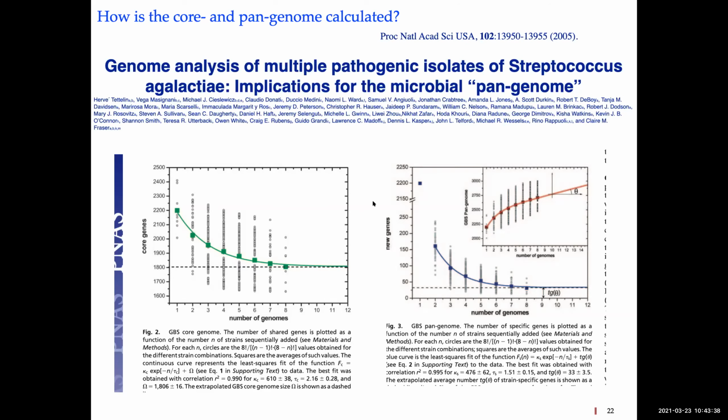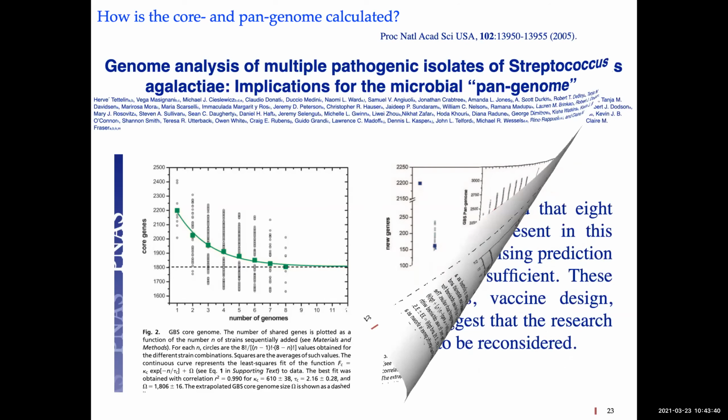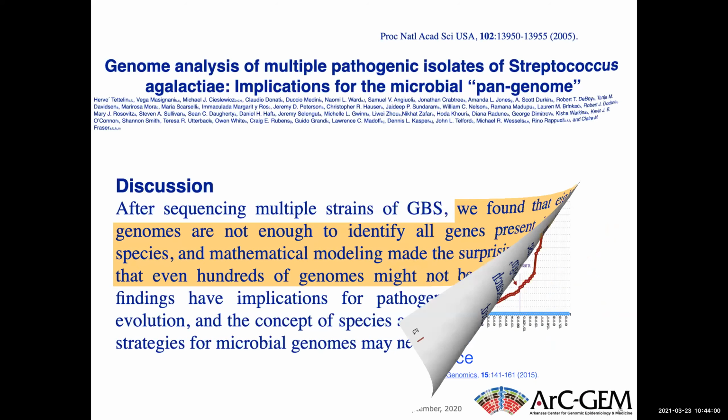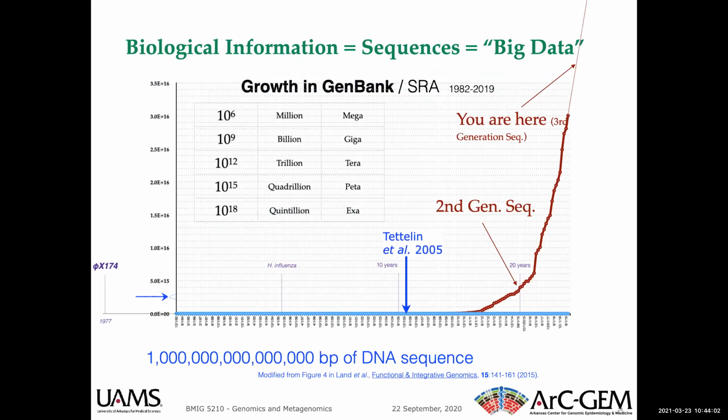Now one of the interesting things in this paper is they actually say that they did 8 genomes. Again, this is 16 years ago. But they said, surprisingly, they found 8 genomes is not enough to identify all the genes. And mathematical modeling made the surprising prediction that even hundreds of genomes might not be sufficient. Okay, this is 2005. So I showed you this plot earlier. This is when the paper came out. And they say, oh, you might need hundreds of genomes. Well, guess what?